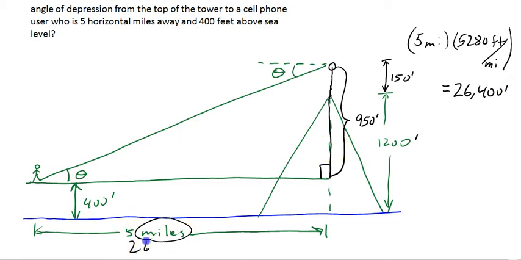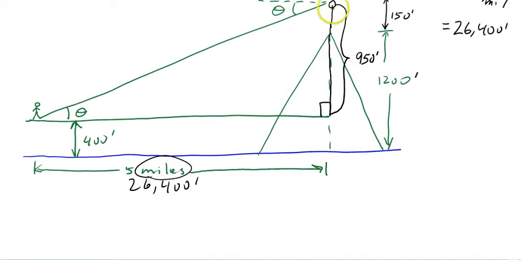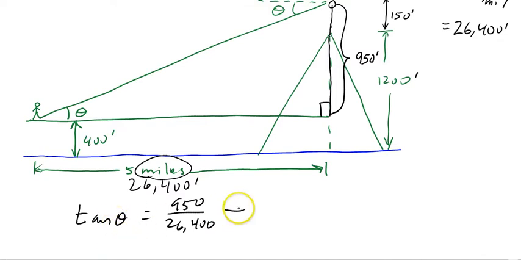Okay. So I think we know everything we need to finish this problem. We know the opposite side, we know the adjacent side, so we're going to say that the tangent of theta is the opposite over the adjacent. Now, I am looking for an angle, so that means that I have to use inverse tangent, or arctan, to get the angle.